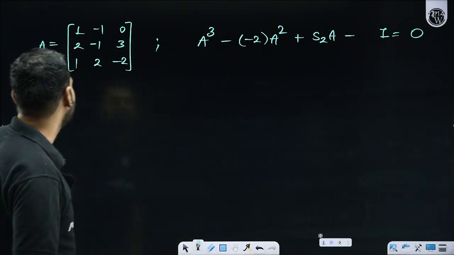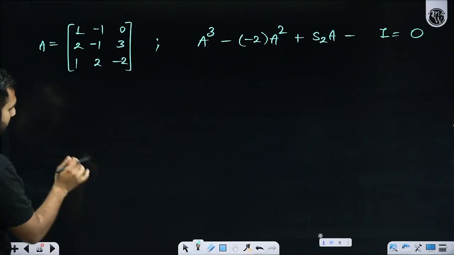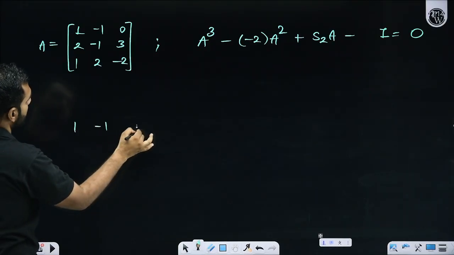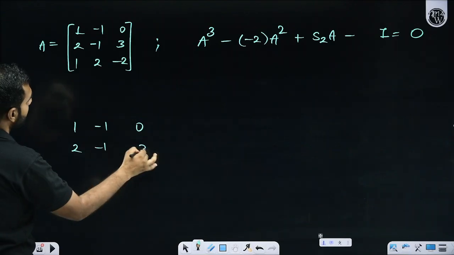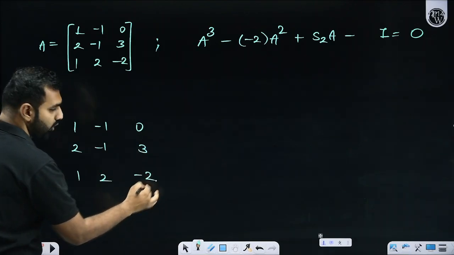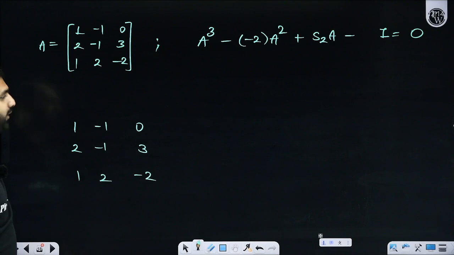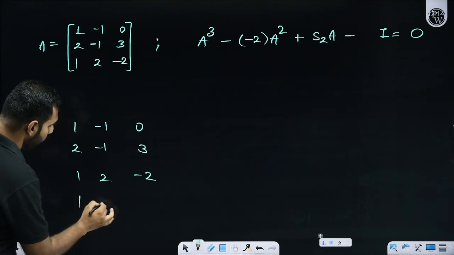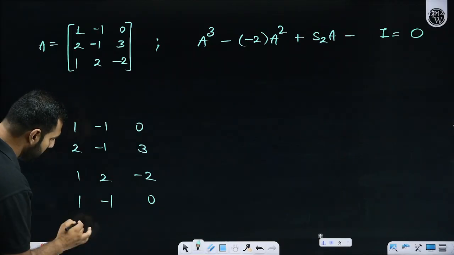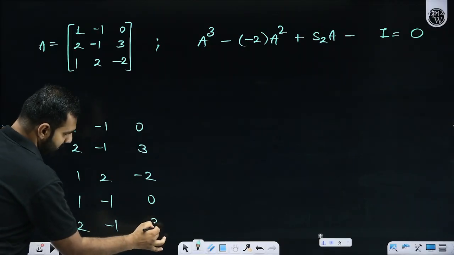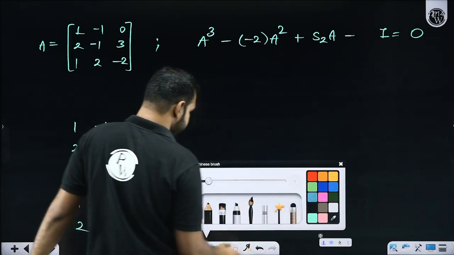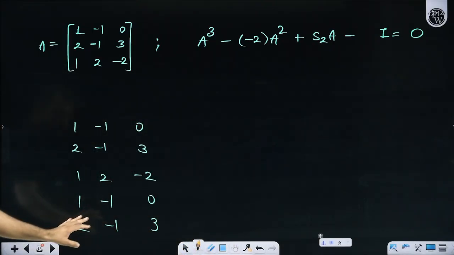So here we are. Let me take its determinant here. So it is 1, minus 1, 0. Then you have 2, minus 1, 3. Then you have 1, 2, minus 2. Yes or no, everyone? Then how do we find its determinant? I'm using Sarrus' rule, 1, minus 1, 0, 2, minus 1, 3.